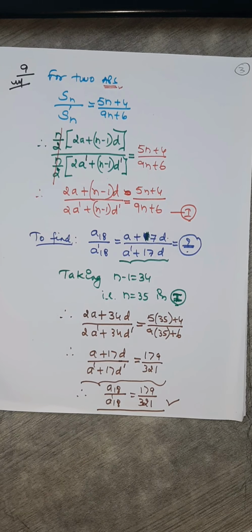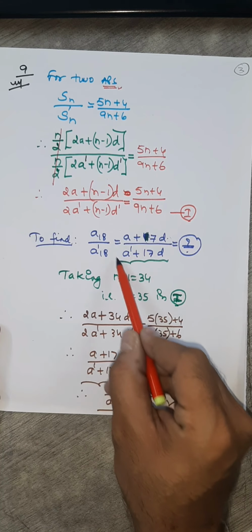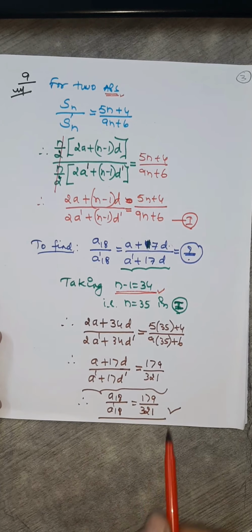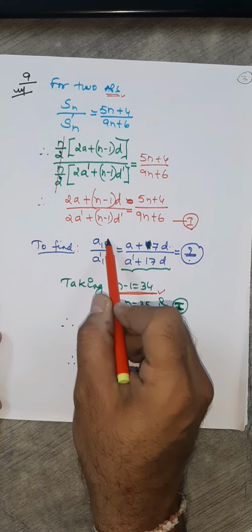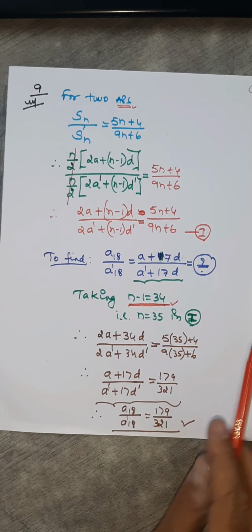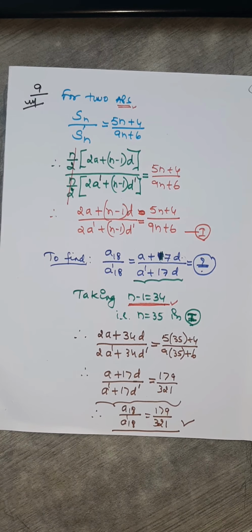What is the important one here? The important one is this portion. You need this. So based on these, you have selected n minus 1 equals to 34. Right? If you are asked the ratio of some other terms, then this n minus 1 might be different also. Why have we chosen double here? Because I have double here. That's why.